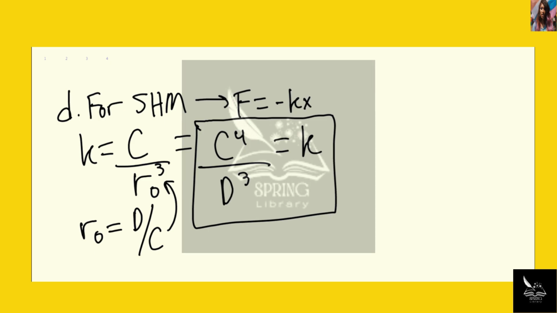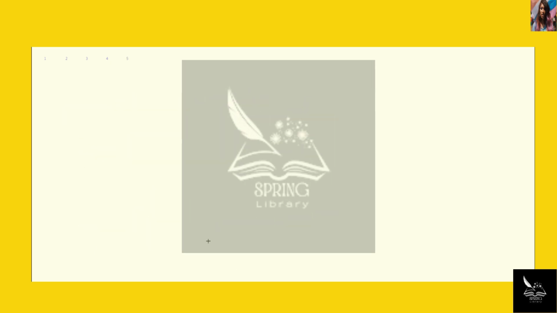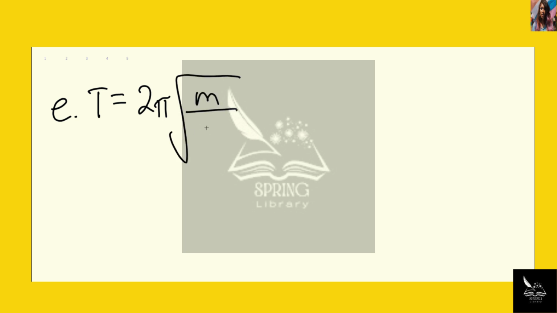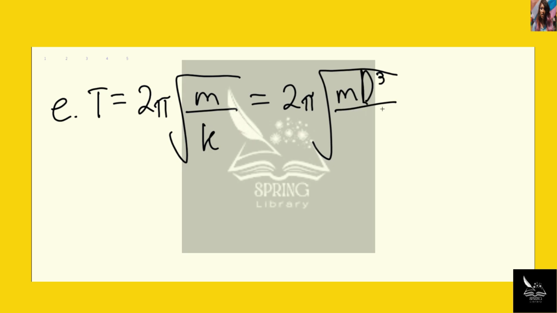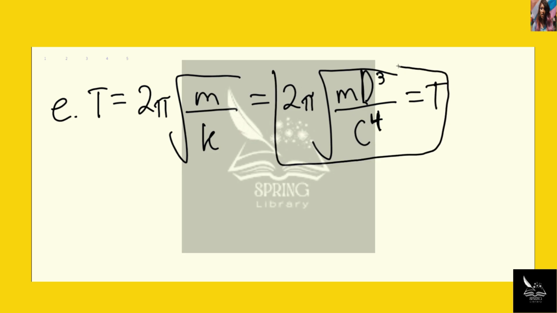And then for part E, lastly, we want to find the period. So for E, the period is going to equal 2 pi times the square root of the mass divided by the spring constant. So this would be equal to 2 pi times the square root of the mass times d cubed divided by c to the fourth. And so this would equal T, the period. So this would be our final answer for part E.